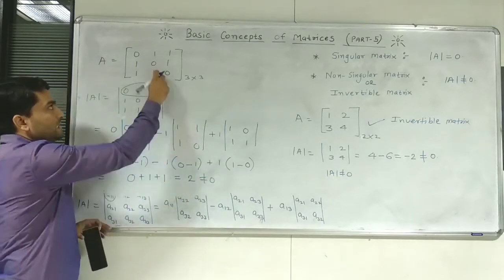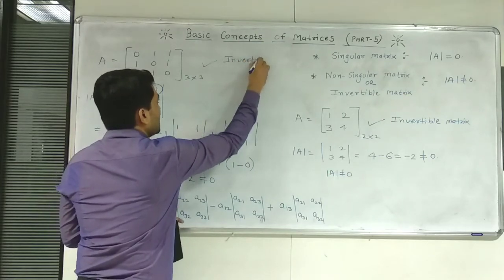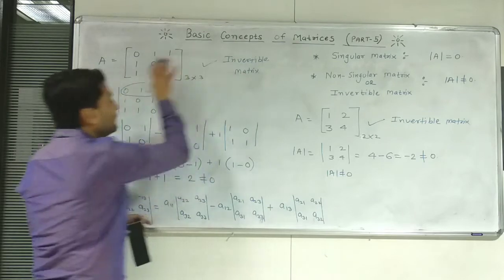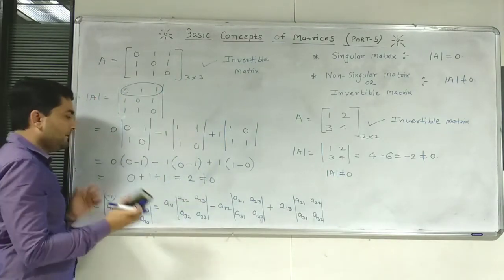So that means this matrix is called an invertible matrix. It is also called a non-singular matrix. So this is the example of a non-singular matrix.